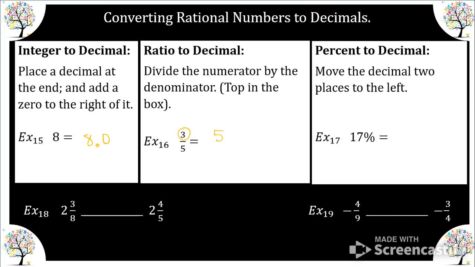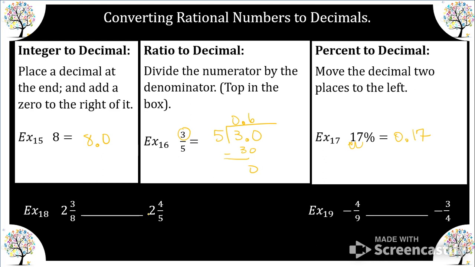So 5 is going to be divided into 3. 5 can't go into 3. It goes 0 times. So we are forced to create a decimal. Now we can look at it as 5 into 30. And 5 into 30 goes 6 times. 6 times 5 is 30. And we get 0.6 or 6/10. Simply to make 17% a decimal, we move it 2 places to the left and we have 0.17.